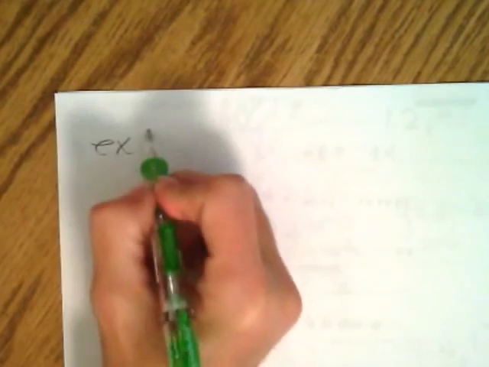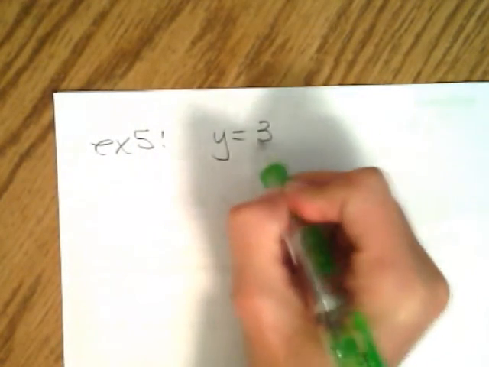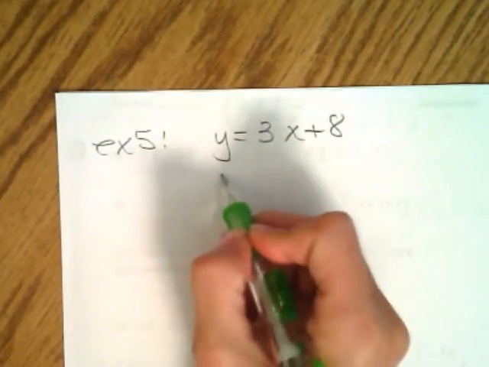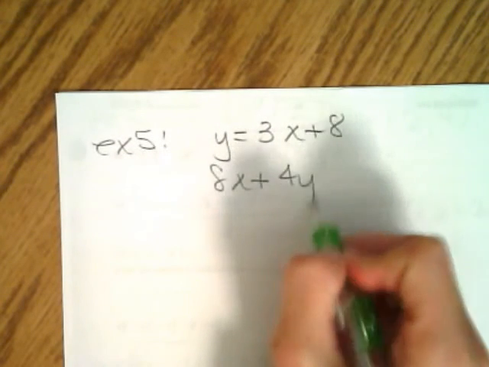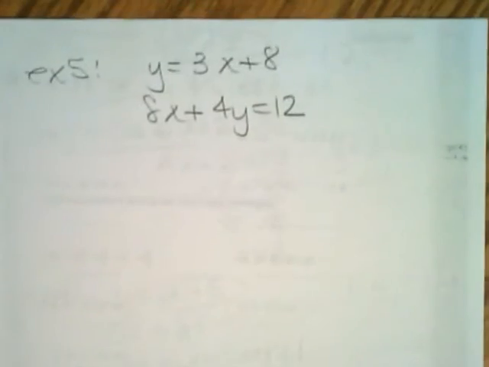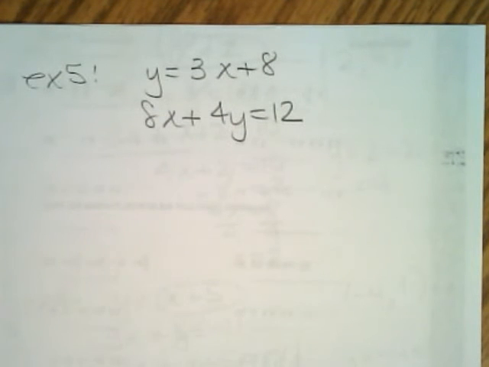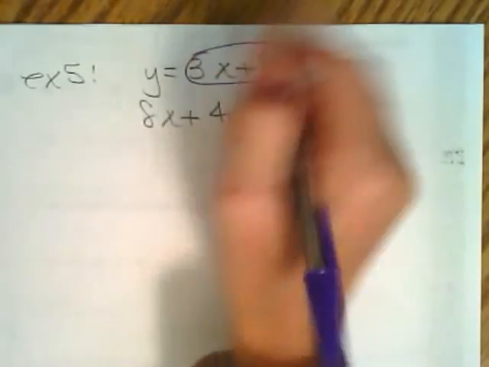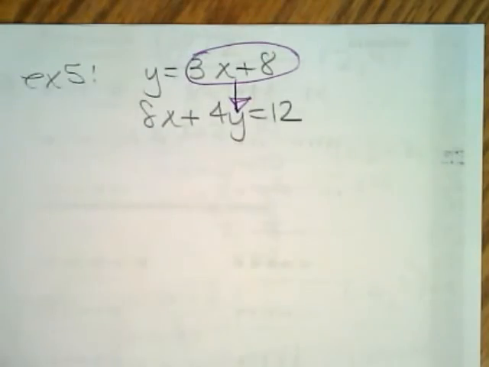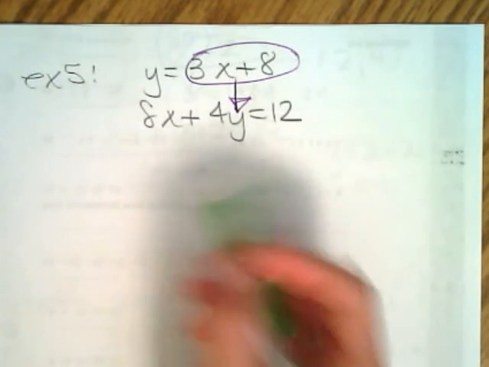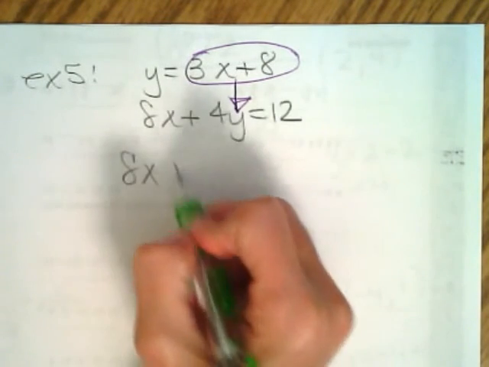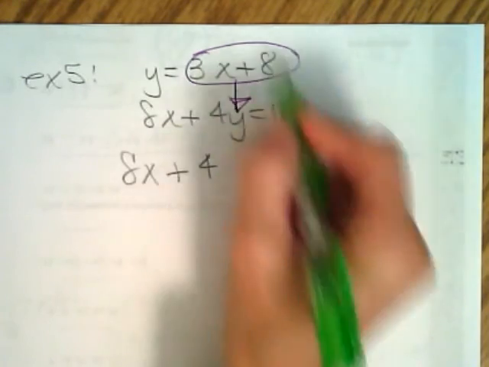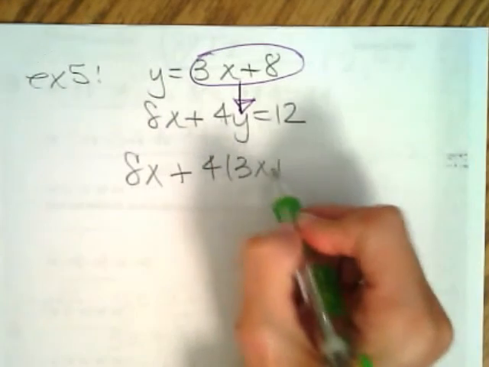Okay, example number 5. And now I have y is equal to 3x plus 8, and then I have 8x plus 4y is equal to 12. My top equation is solved for y, so I'm going to take all of this and plug it in there. But now be careful, because what do I have in front of that? A 4. And hopefully you already are saying, you know what, I've got to distribute, because it's 4 times all of what y is.